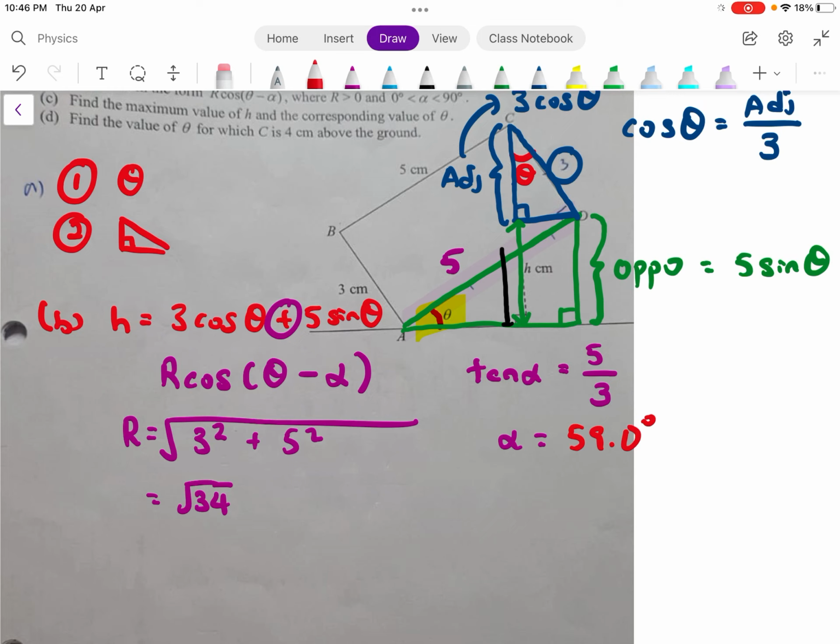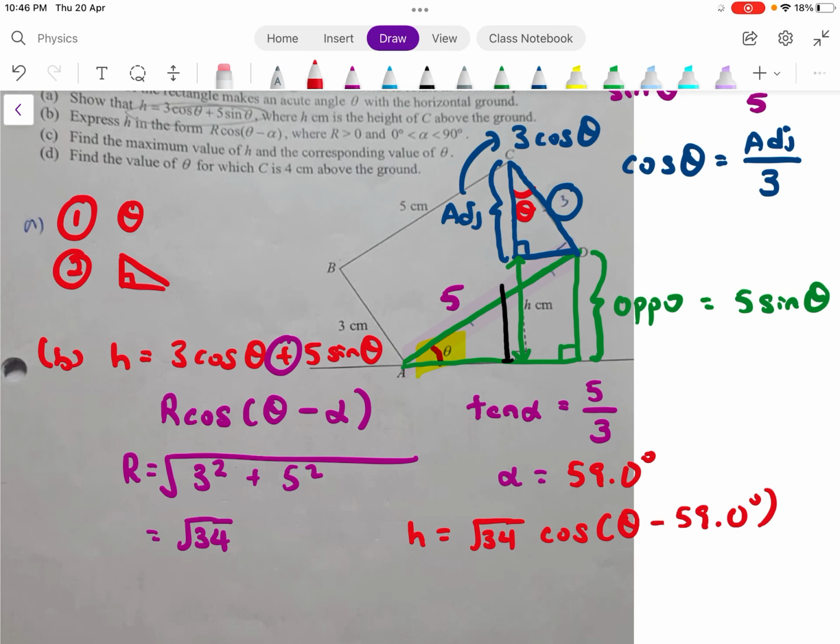Okay, so now I put them in the nice form. H equal to square root 34 cos(theta minus 59.0 degree). So that is for part B. Okay, now let's take a look at your part C. Find the maximum value of H and the corresponding value of theta.